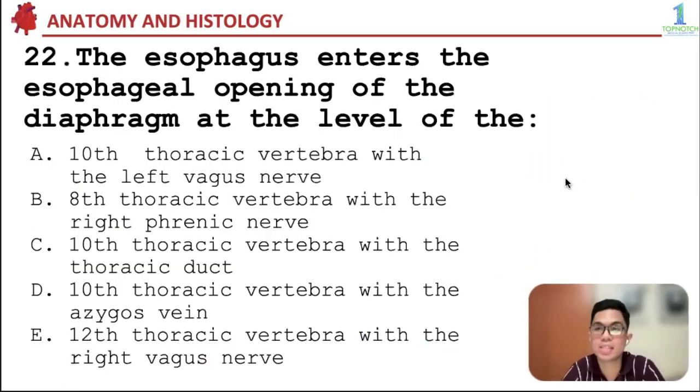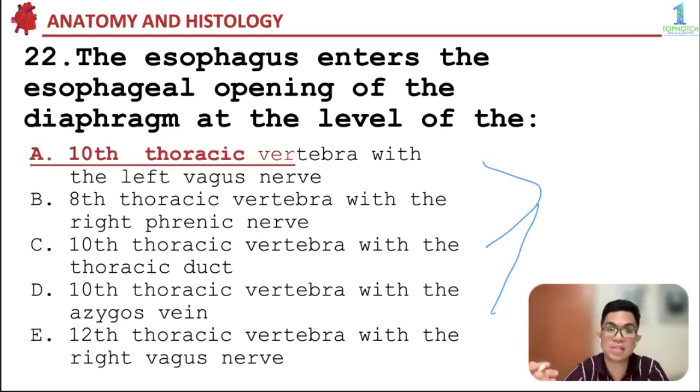So proceed tayo to the next question. So esophageal opening, what level and what does it also transmit? So we know, di ba, I ate 10 eggs at 12. So it's 10 thoracic vertebrae. So tatlo yung thoracic vertebrae na choices. The correct answer here is naturally letter A.